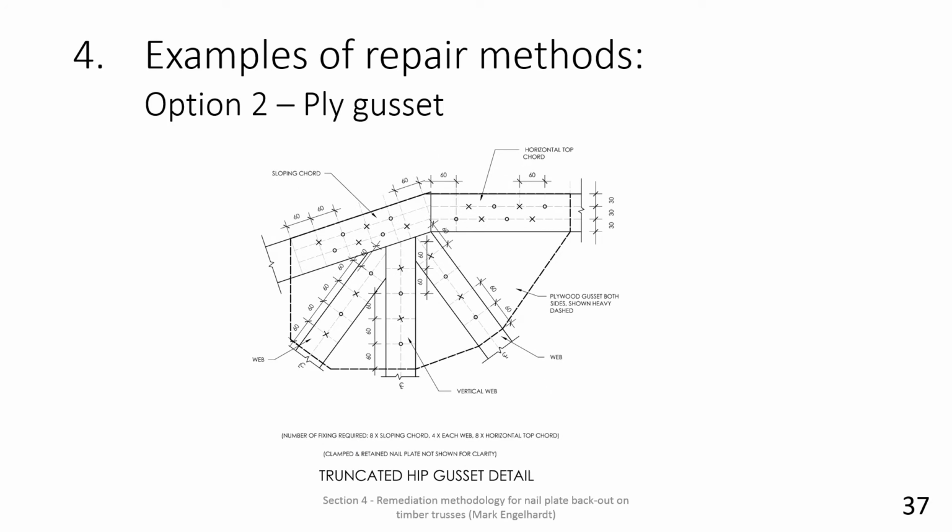Another option 2 example, truncated truss connection using the typical plywood gusset detail, designed by an engineer and installed by a carpenter using the same method and materials as previously mentioned. The plywood is curtailed for cosmetic purposes only.